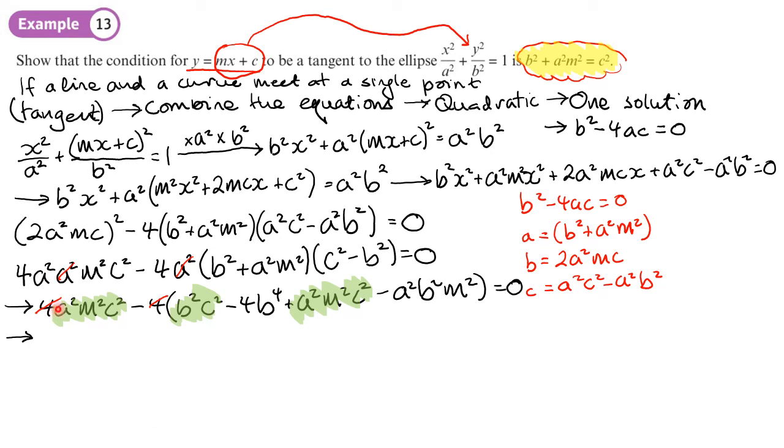Now I've also noticed that these are going to cancel out, this a squared m squared c squared, because I'm going to be subtracting a squared m squared c squared. So actually that's going to cancel out, so let's cross that out as well. That goes. So we're still going to carry on by putting the c terms together.